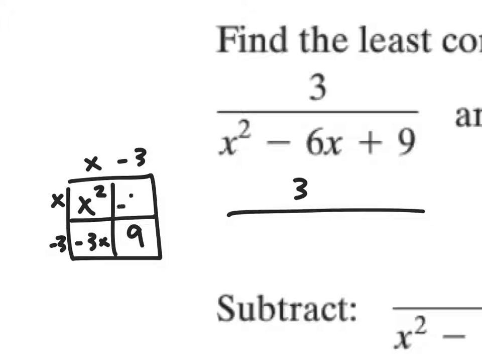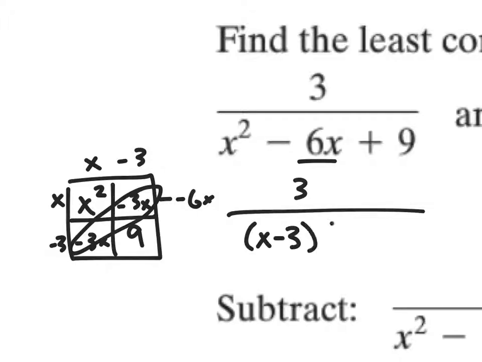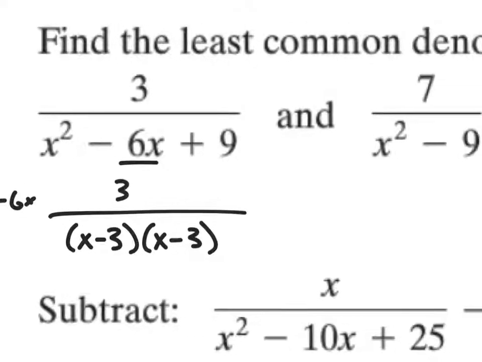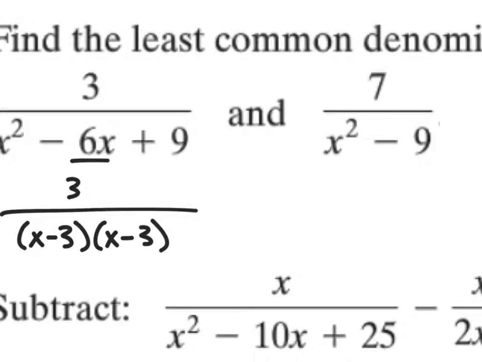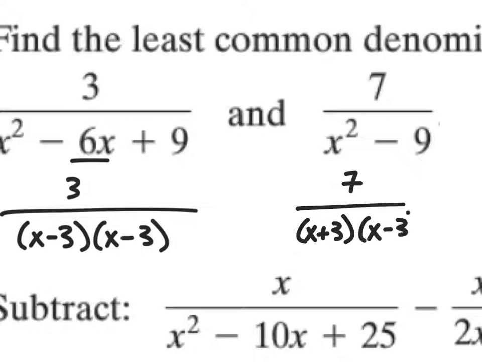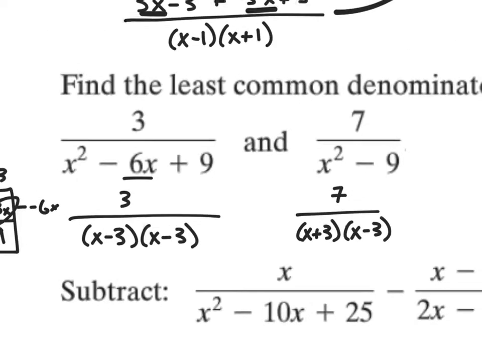Negative 3x, negative 3x, combine like terms. This gives me negative 6x. We're good. So this is going to factor to x minus 3, x minus 3. Now on the other one, notice that this is a difference of squares. Notice how this is x plus 3 and this is x minus 3. Now I want you to notice something.